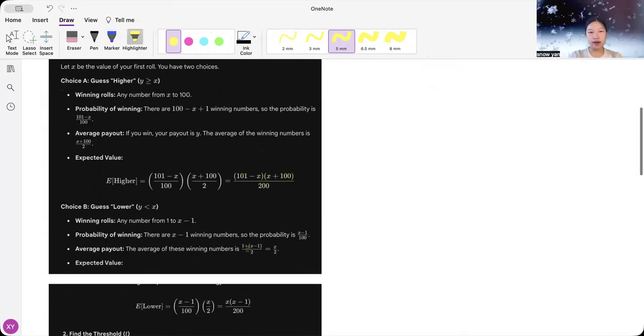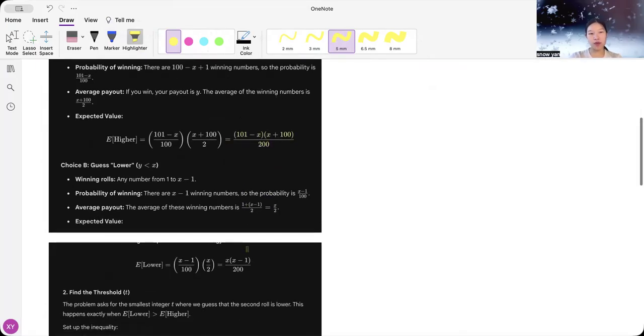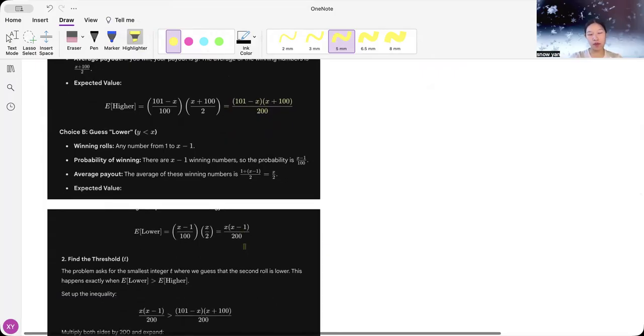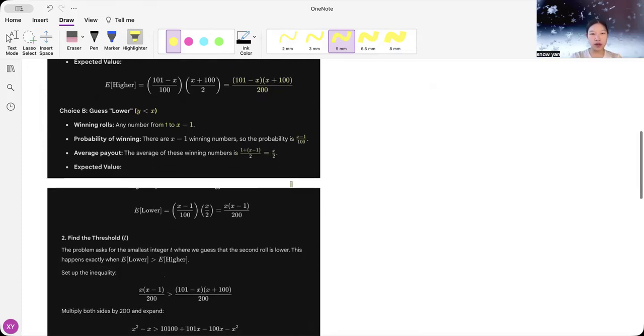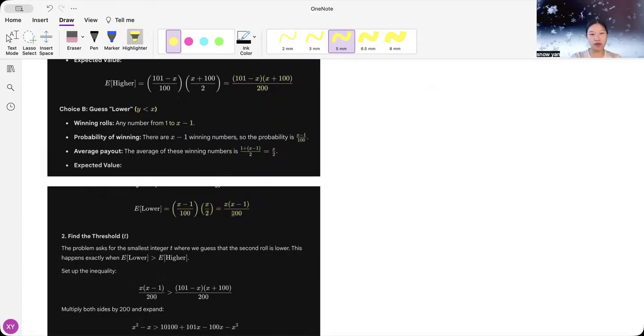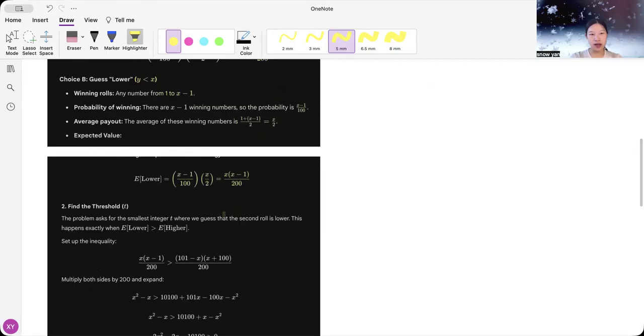And then we have a second choice where we guess lower. This should have the same probability or greater because we would be more inclined to choose that. So when y is smaller than x, we have numbers from 1 to x minus 1. That means the probability would be (x minus 1) divided by 100. The average payout of the winning numbers would be the sum of 1 plus x minus 1, divided by 2, so that's x divided by 2. This would be the expected value if it's lower.